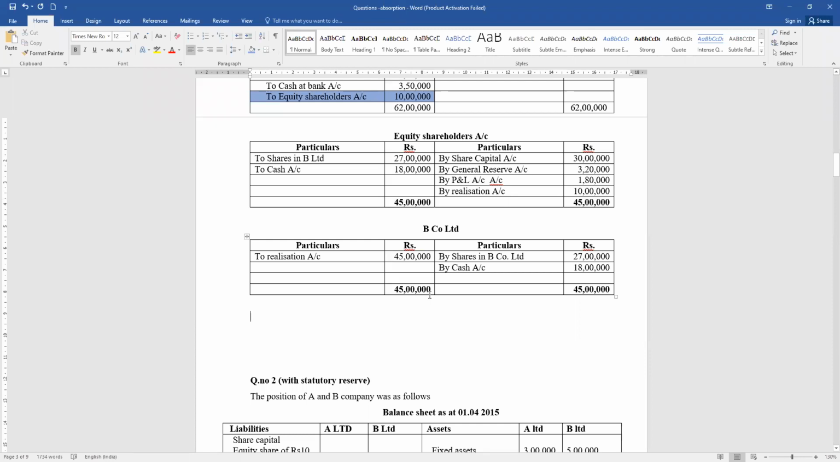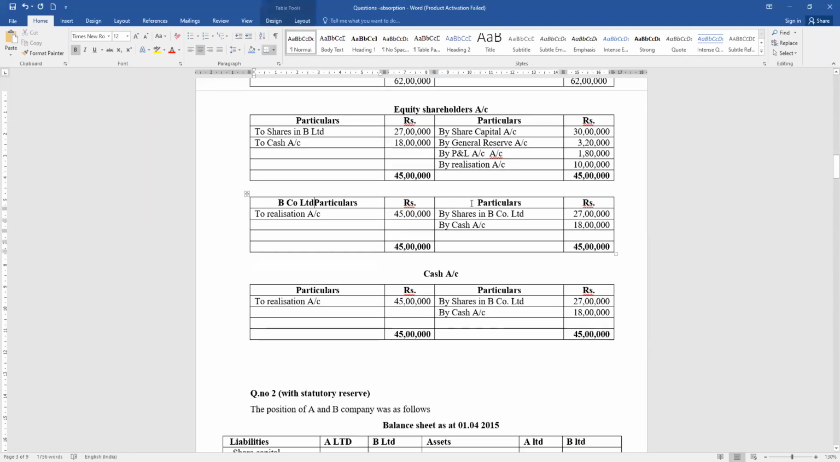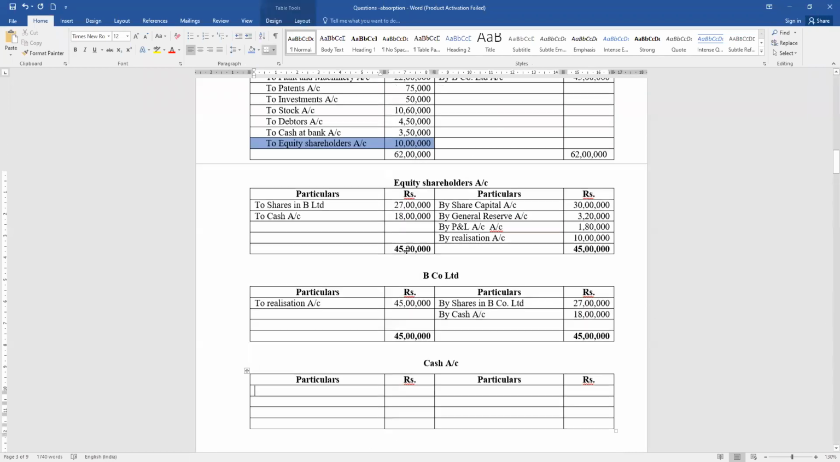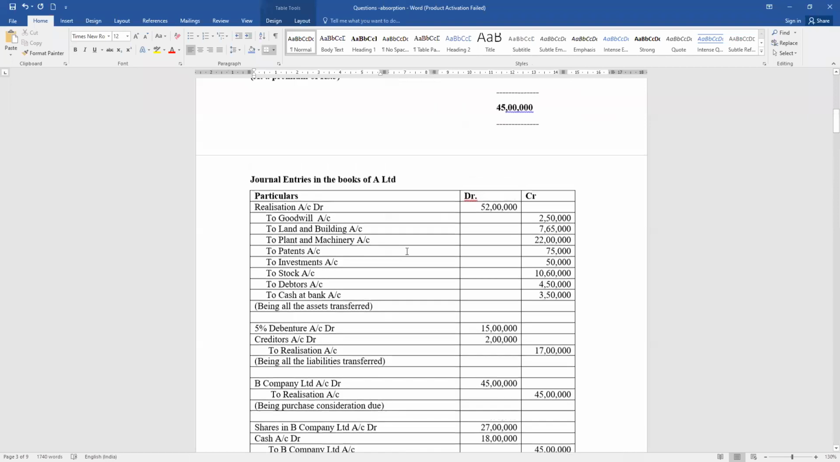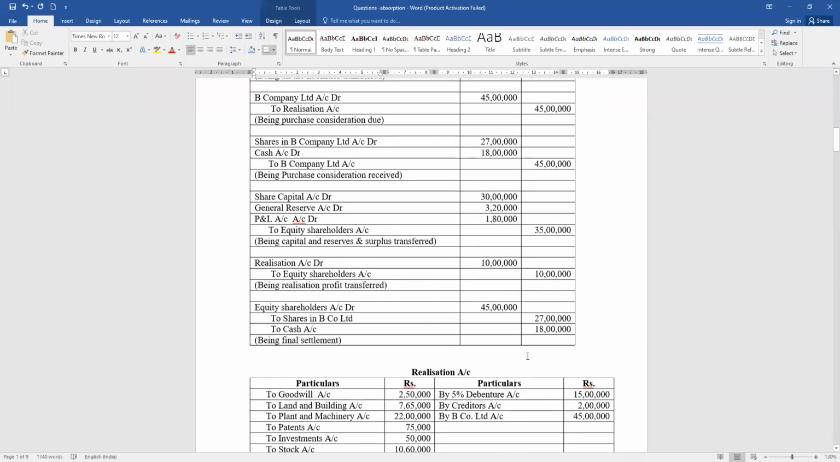Okay, next is cash or bank account. In this problem, cash account is there. So we are going to make cash account. I'm going to copy the format again. Cash account. Always for cash account we will be writing the balance. What is the balance? The cash account balance is 3,50,000.